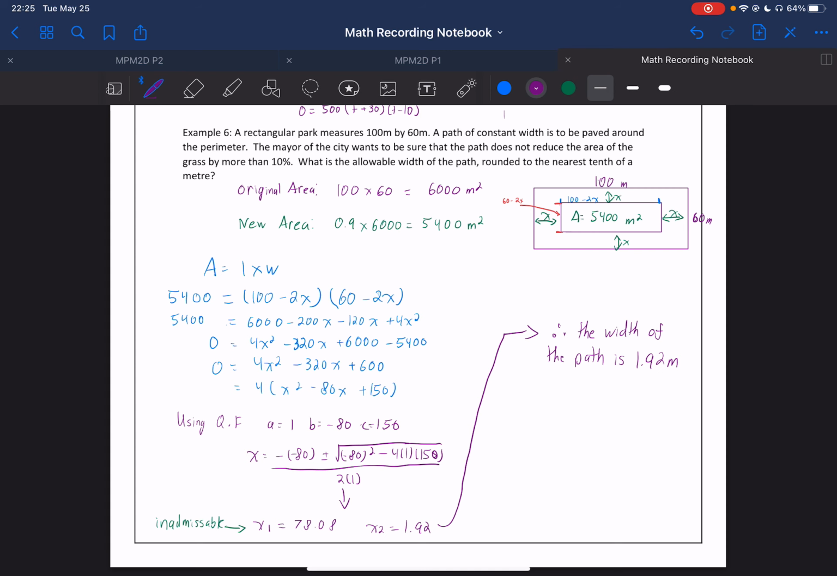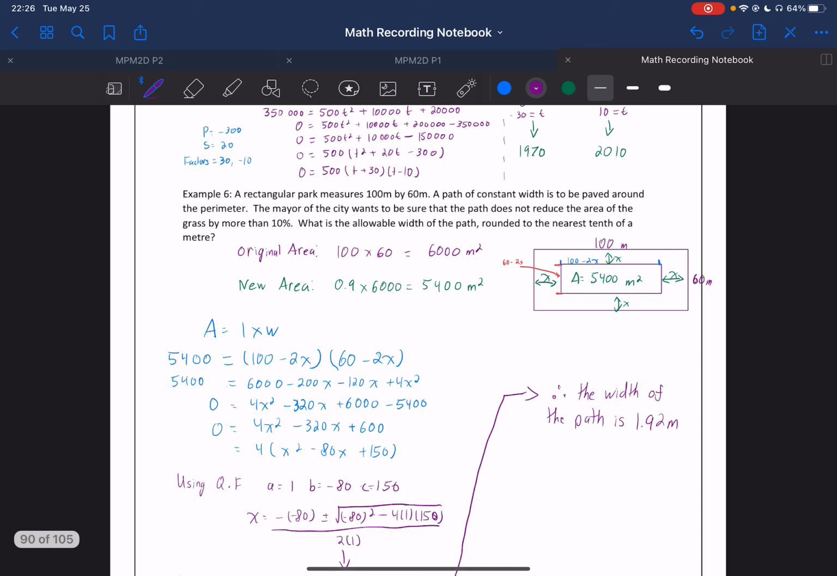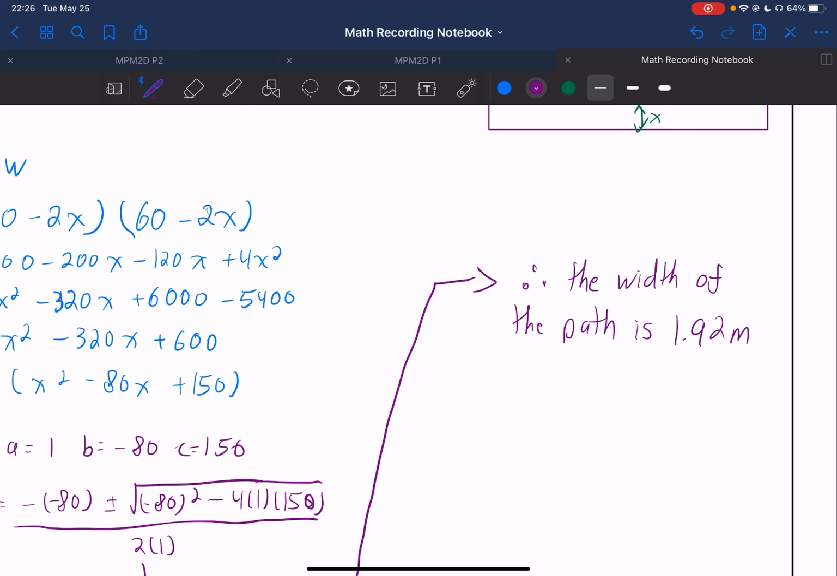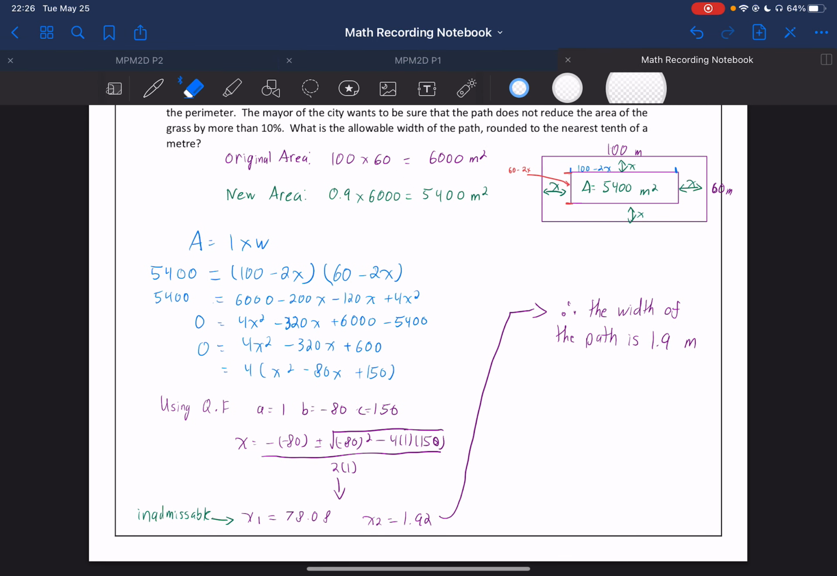And I want to make sure it's rounded to the nearest 10th meter. Right now that's rounded to the nearest 100th, so we're just going to take away that too. And that's all the question's asking us. It's what is the allowable width of the path rounded to the nearest 10th meter? And here we have it, 1.9 meters.